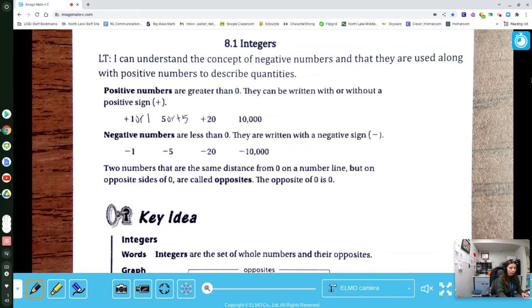Two numbers that are the same distance from 0 on a number line, but on opposite sides of 0 are called opposites. So one is on the left-hand side of 0, one is on the right-hand side of 0, but they are the same distance away from 0, then they're called opposites.